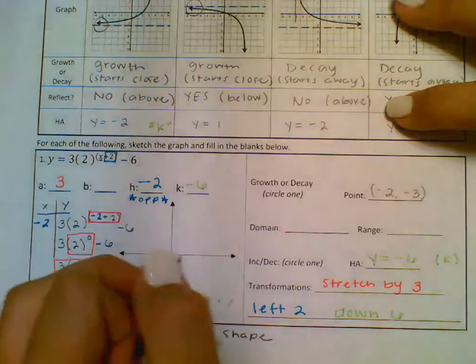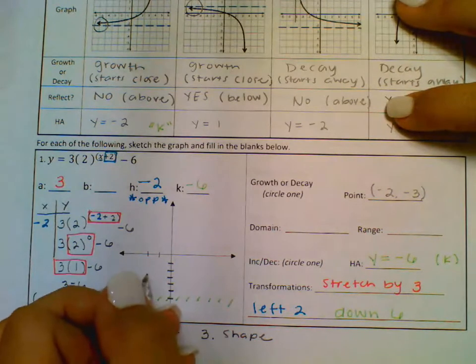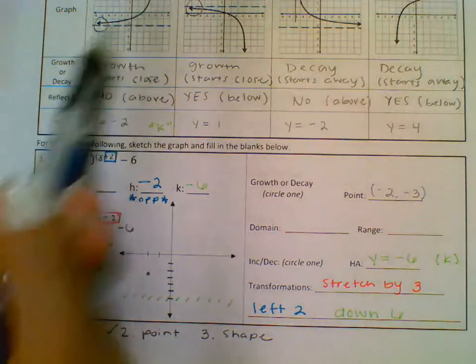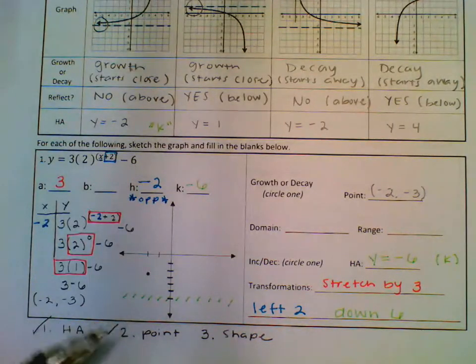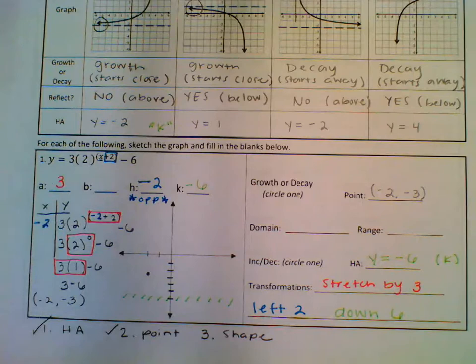And I can list that on my curve as well. This point is a little bit further away from the asymptote than we were seeing here. And that's because it is stretched out. So the stretch of 3 takes it and it stretches the curve further away.